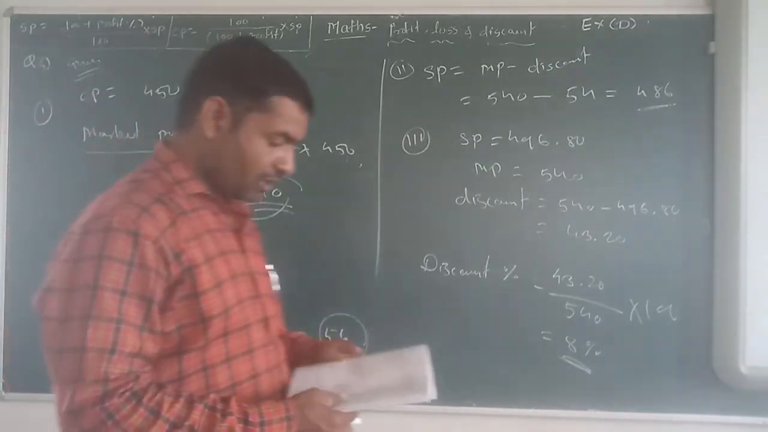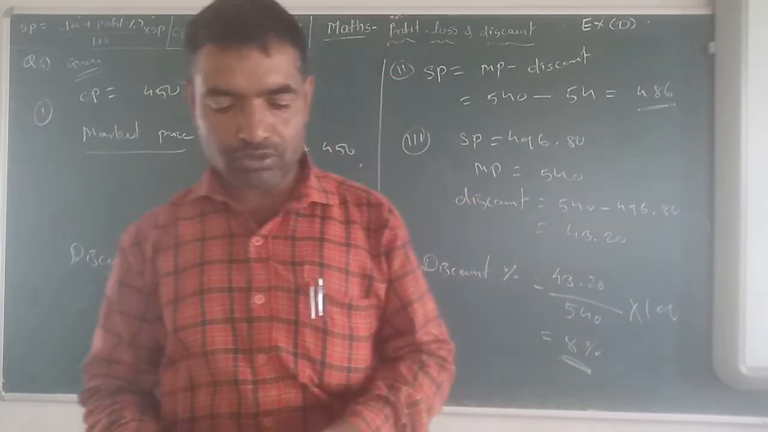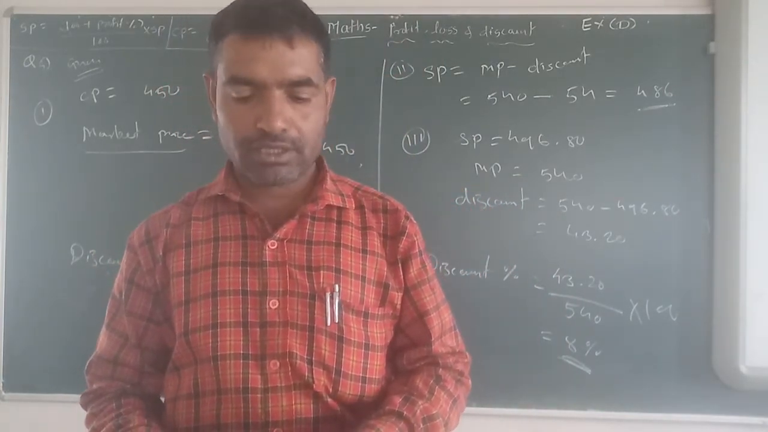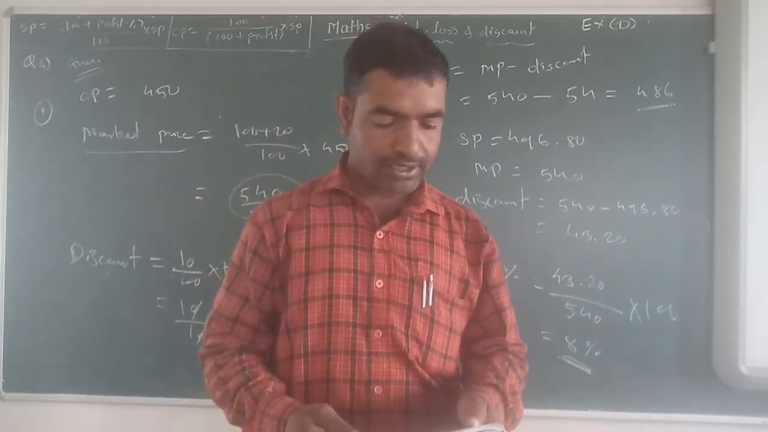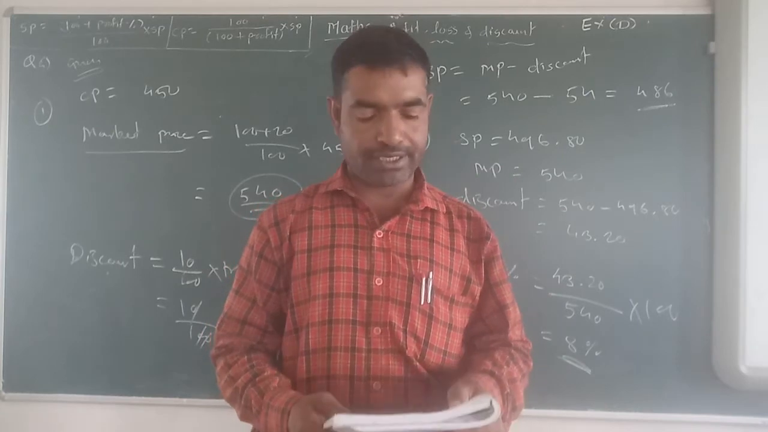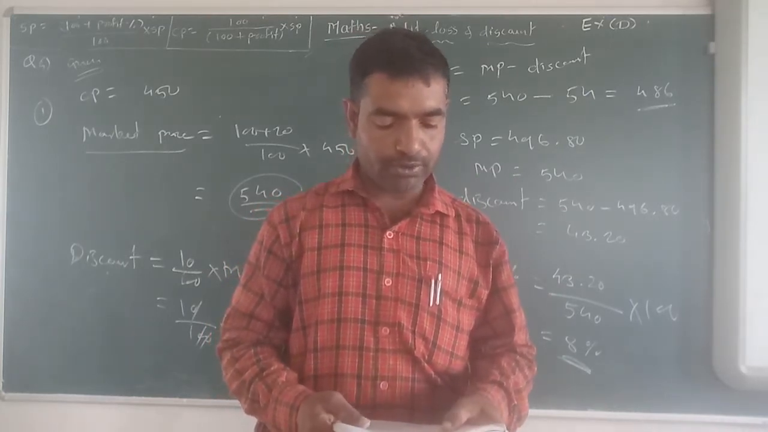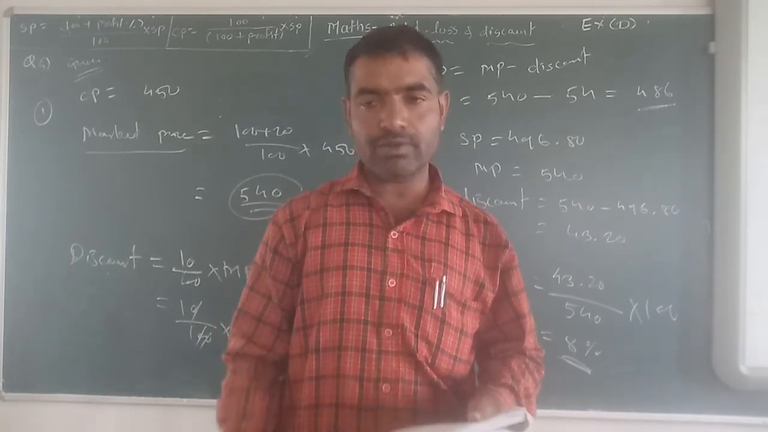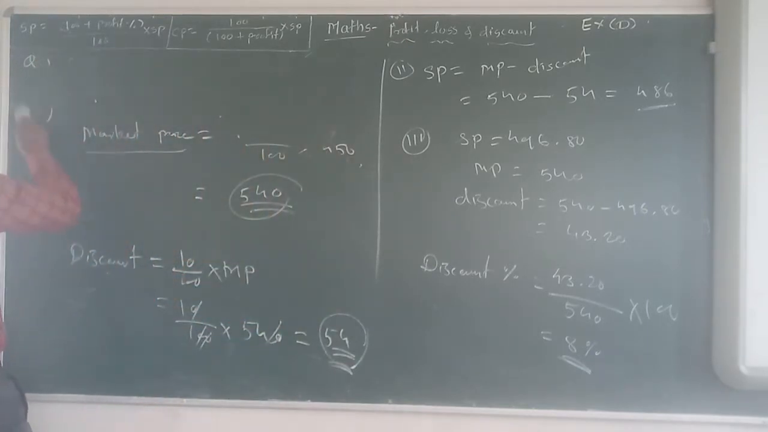Now we will see question number 7. An article is marked at ₹2,250. By selling it at a discount of 12%, the dealer makes a profit of 10%. So find the selling price of the article and the cost price of the article for the dealer. Okay, two things we have to find. Clearly here the market price is given. Okay, so first the given thing.